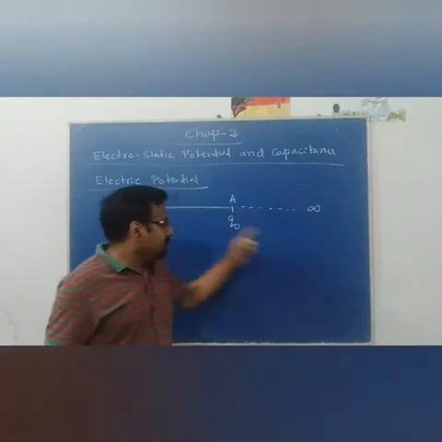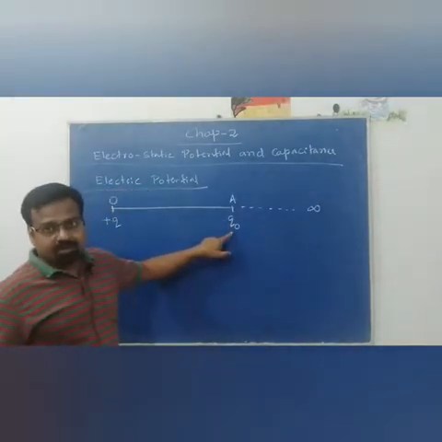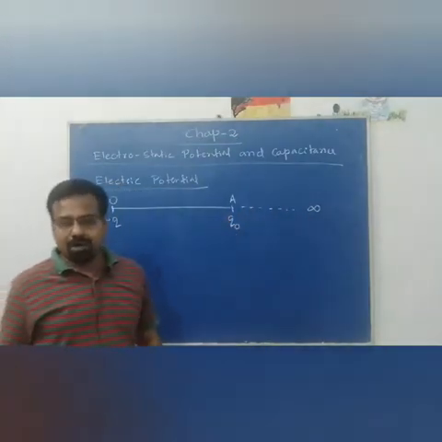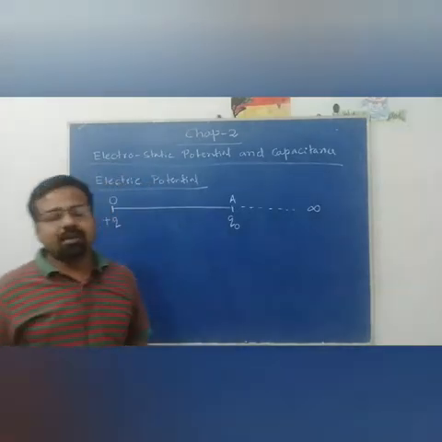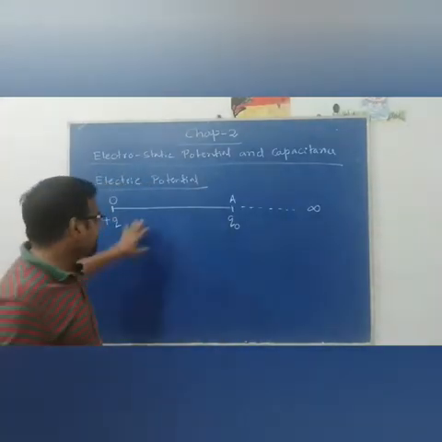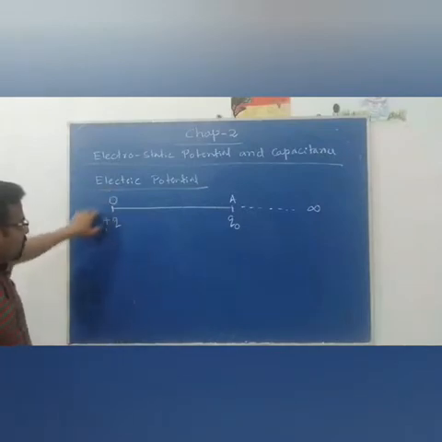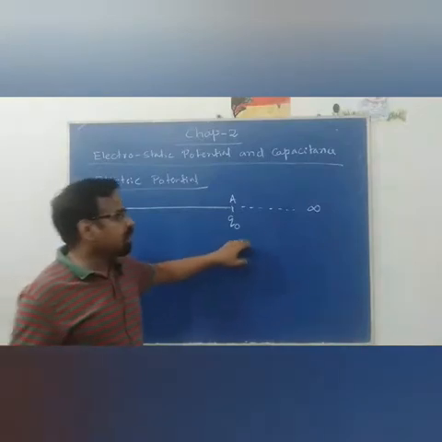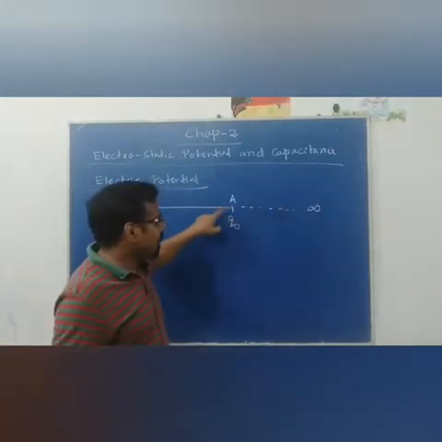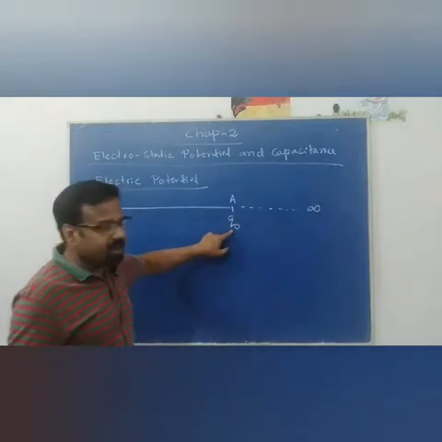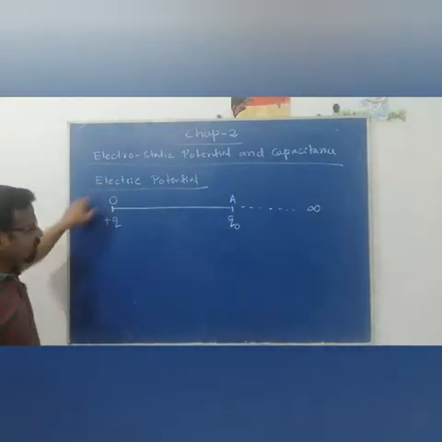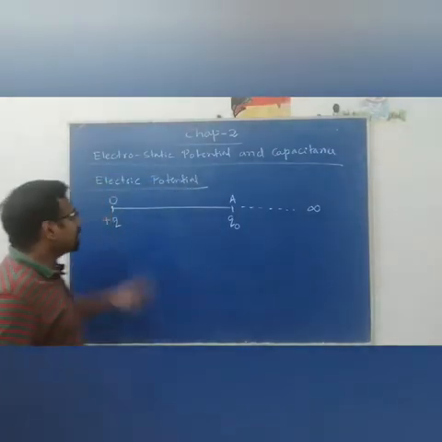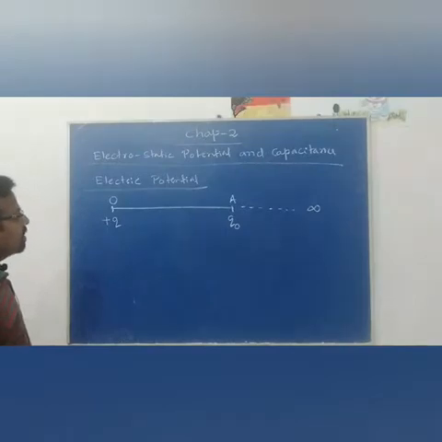To bring this test charge from infinity to point A, we have to do some work. For that, we have to exert some external force against the electrostatic force due to source charge. The work we did to bring the charge from infinity to point A upon this test charge against the electrostatic force due to source charge is known as potential. So how can I define the term electric potential? See the definition.